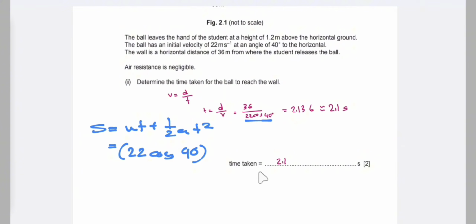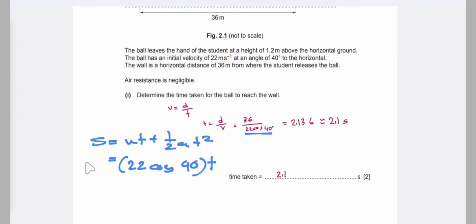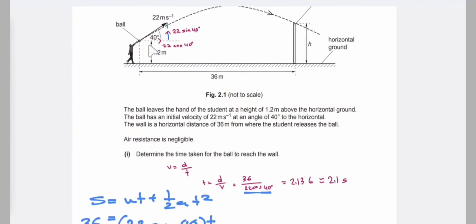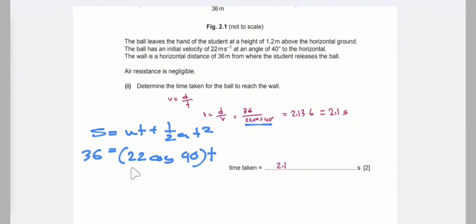So we need to find the value of time. The time is t, and we have the distance, that is 36 meter, and the horizontal velocity as 22 cos 40. So 36 equals 22 cos 40 into time plus half at square. And here we can use this formula also, and it would give the same answer, because here acceleration is 0. Why is acceleration 0?